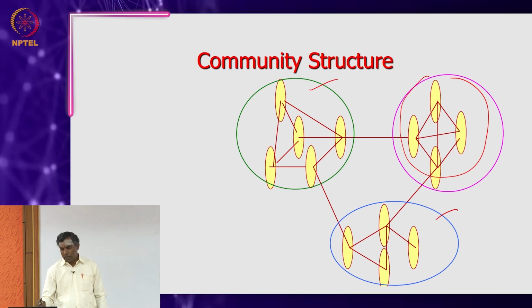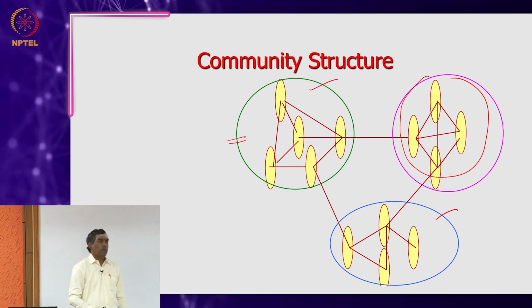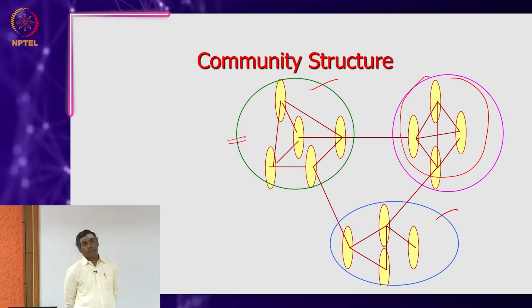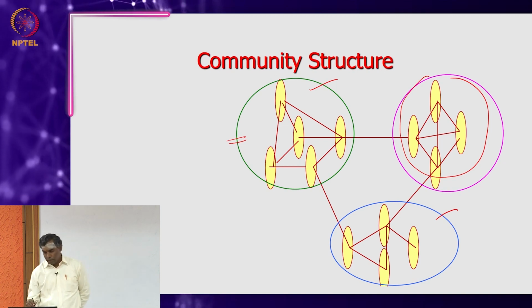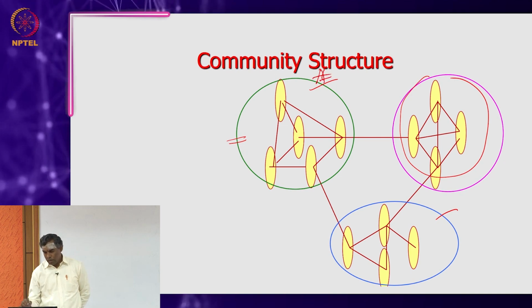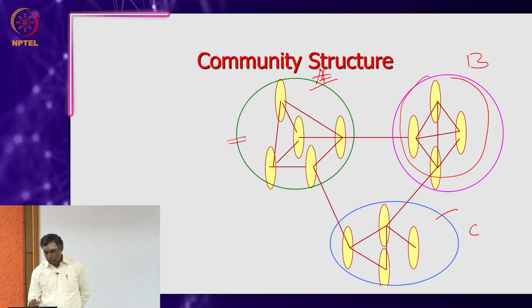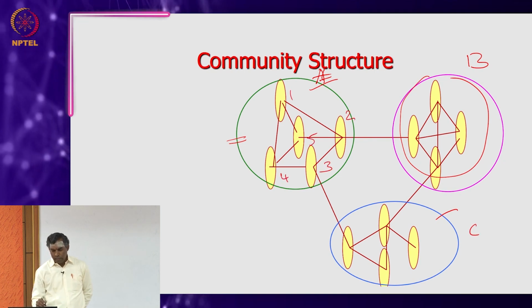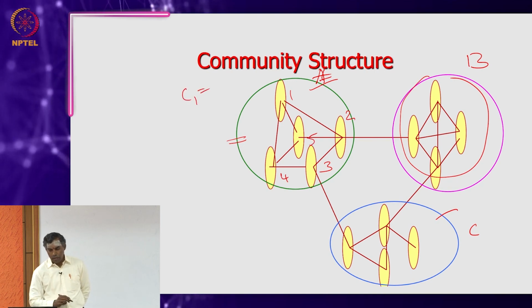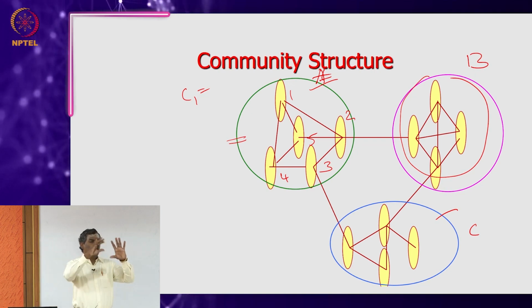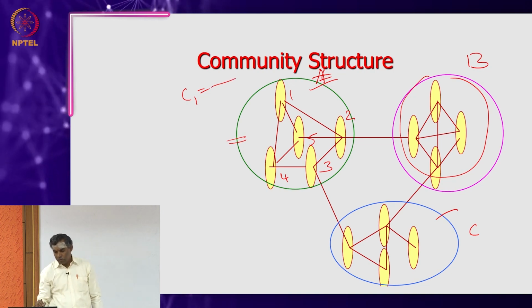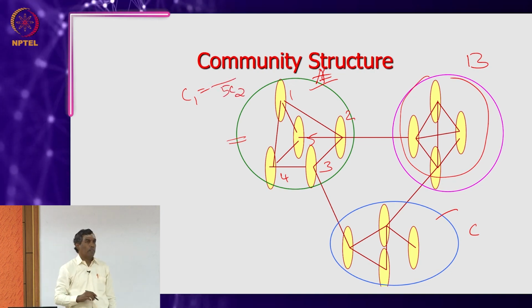What is the clustering coefficient of this community? Can you guess? I take this as maybe community 1 or community A, B, C. This you can have 1, 2, 3, 4, 5. What is C1? You just look into the smaller subgraph. You don't require the rest. C1's denominator is 5 choose 2, am I correct? What is the numerator? 5.